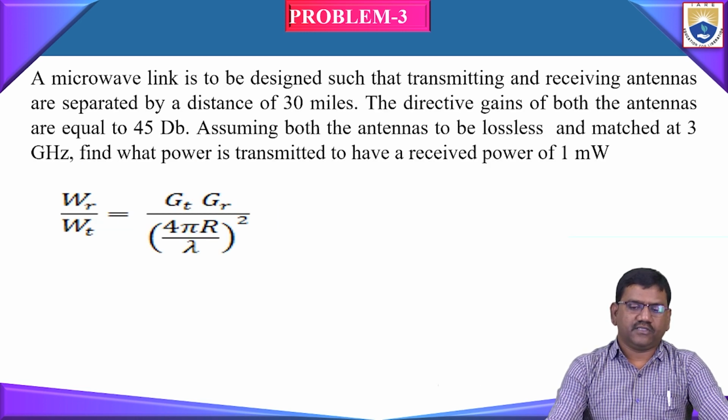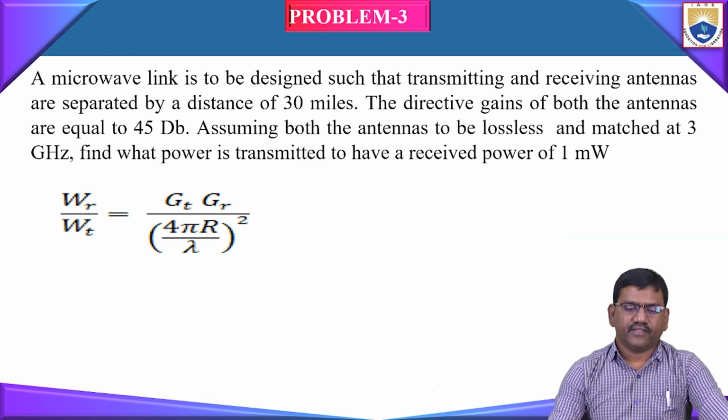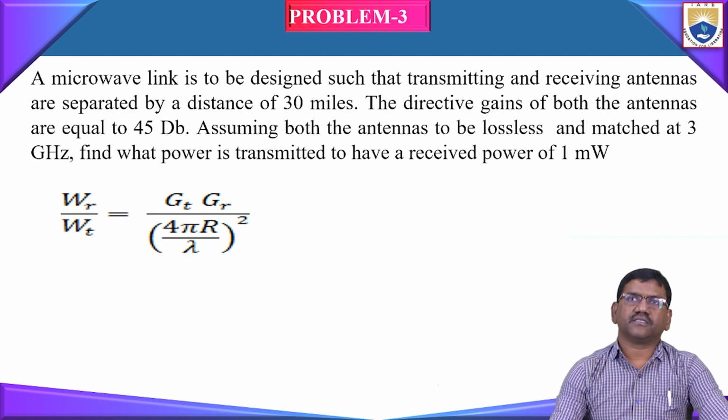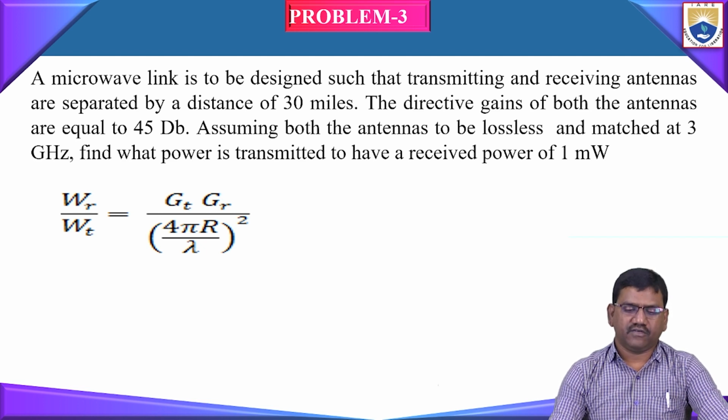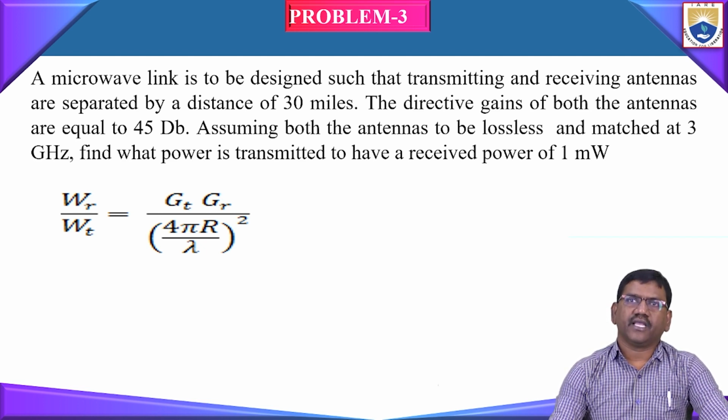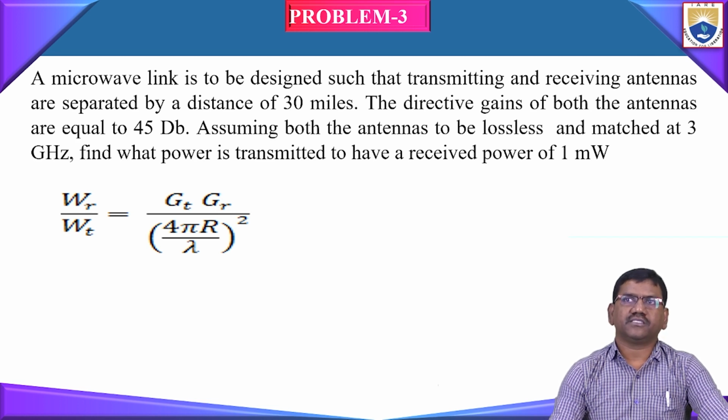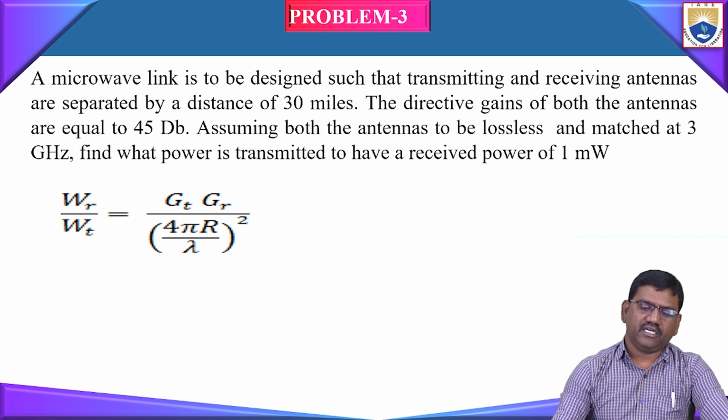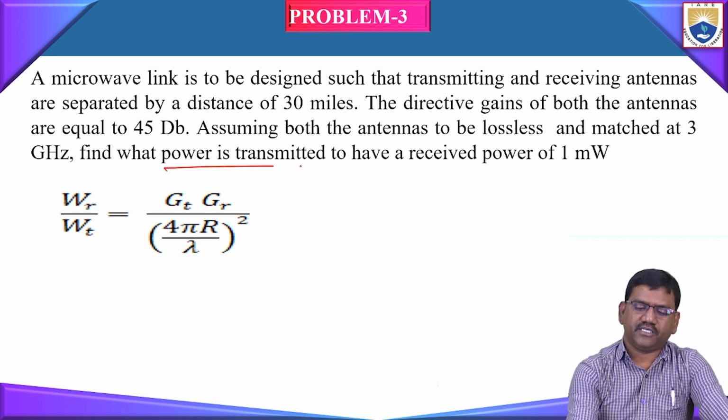Next, let us discuss problem 3. A microwave link is to be designed such that the transmitting and the receiving antennas are separated by a distance of 30 miles. The directive gains of both the antennas are equal to 45 dB. Assuming both the antennas to be lossless and matched at 3 GHz, find what power is transmitted to have a received power of 1 milliwatt. So we need to calculate the transmitted power from the given data.